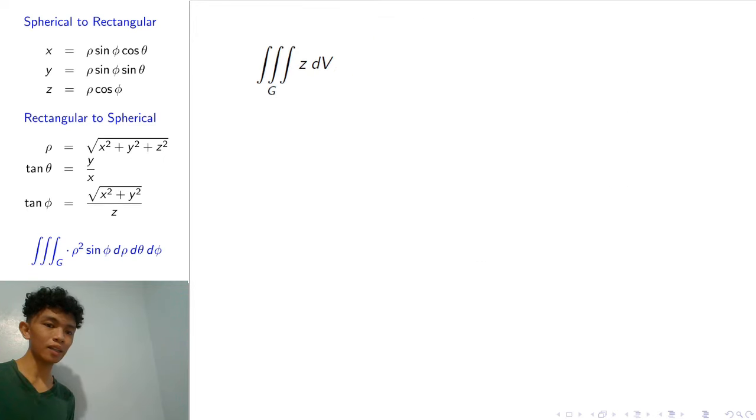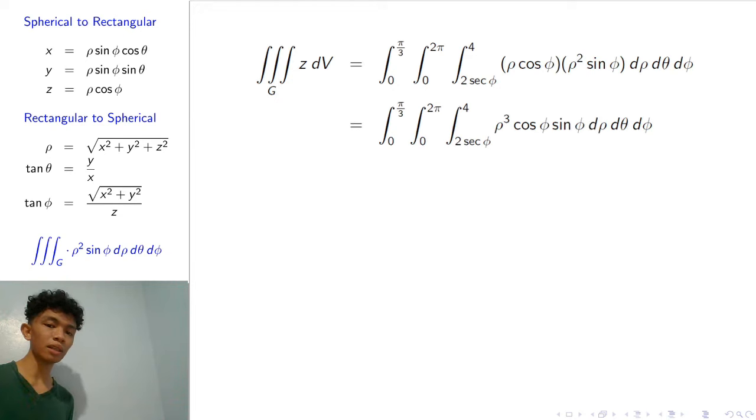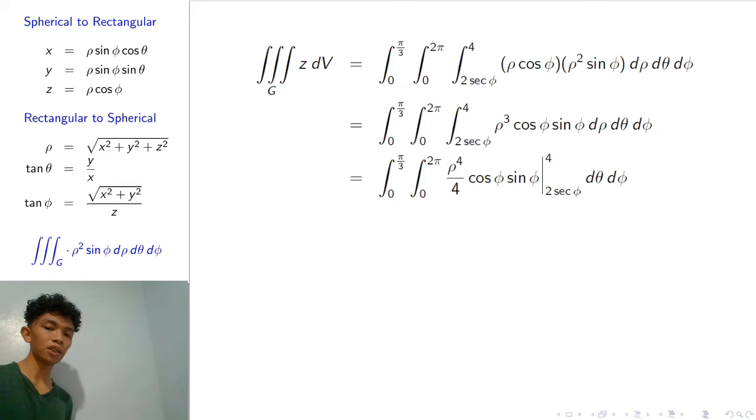So now we write out your triple integral in spherical coordinates. You have the integral from 0 to pi over 3 for phi bounds, theta bounds 0 to 2 pi, rho bounds 2 secant phi up until 4. Z here is, by your conversion formulas, just rho cosine phi. Don't forget your rho squared sine phi. We simplify, and you get rho cubed cosine phi sine phi. Integration with respect to rho is just rho to the fourth over 4. So you get rho to the 4th over 4 evaluated from 2 secant phi to 4. Evaluate first at 4, and you get 4 to the power 4 divided by 4, that's 64.